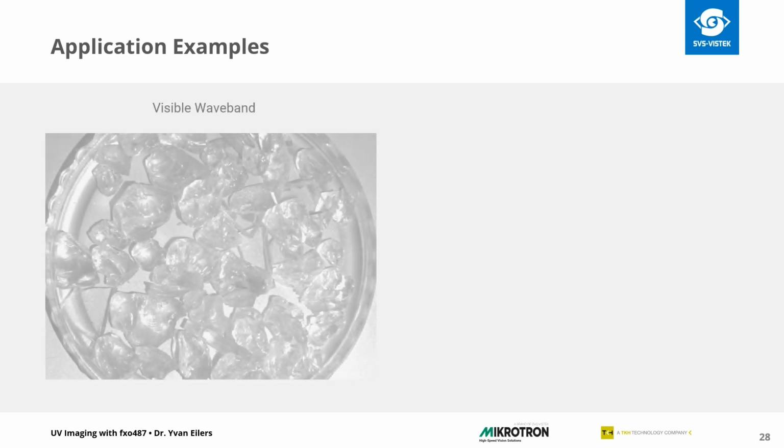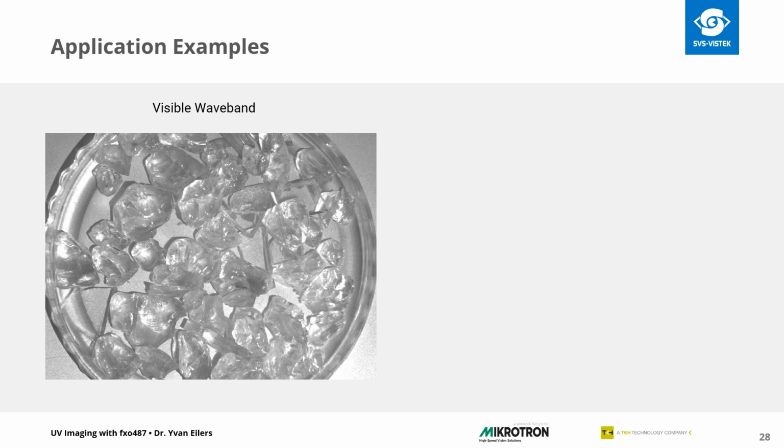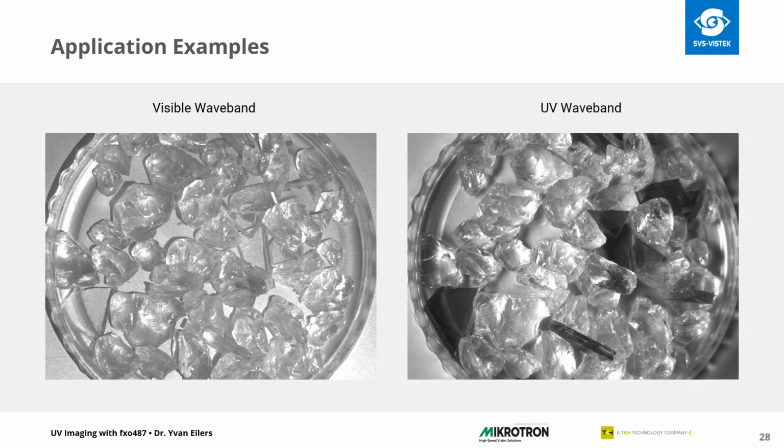Another example is the separation of glass and plexiglass. Here you see both glass and plexiglass pieces mixed together. With visible light, it is difficult to separate the two compounds. However, when UV light is used, here at 365 nanometer, separation is easy.